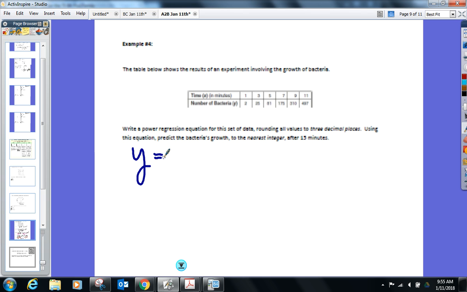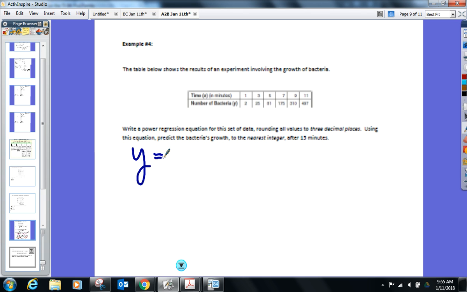So the A value, 2.001. Now the X is down below, not as the exponent. So times X raised to the B. What's your B value to 3 decimal places? 2.298. Just go back to your list, Jack. See if everything's in there. Everyone all right? Right off the calculator. Can't go wrong, right?